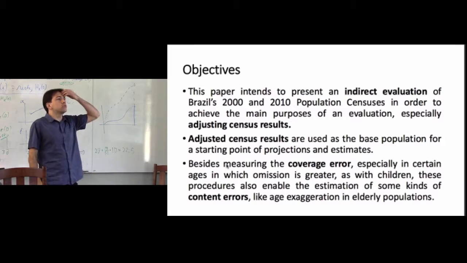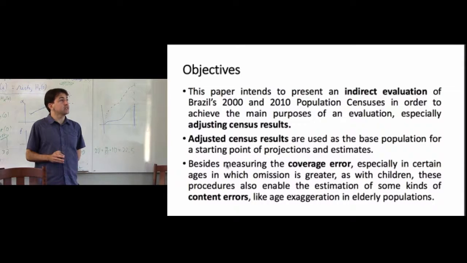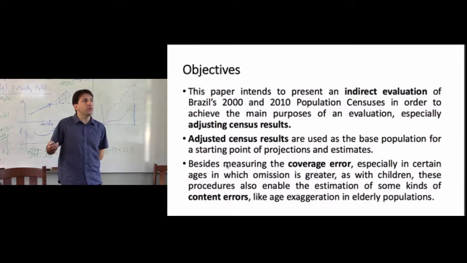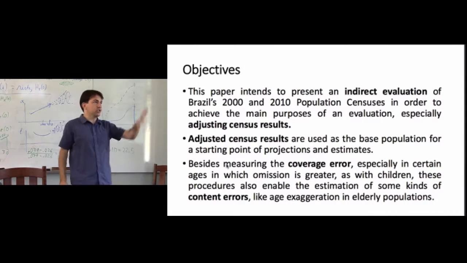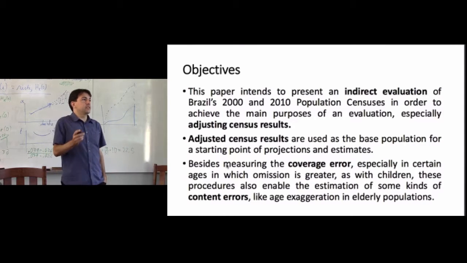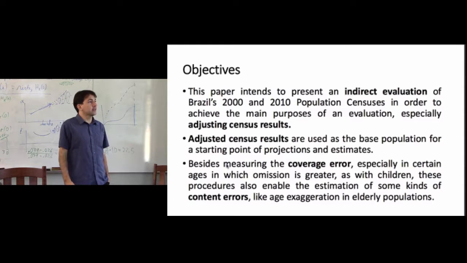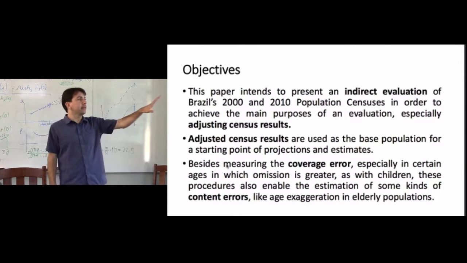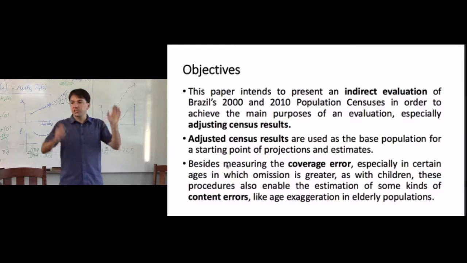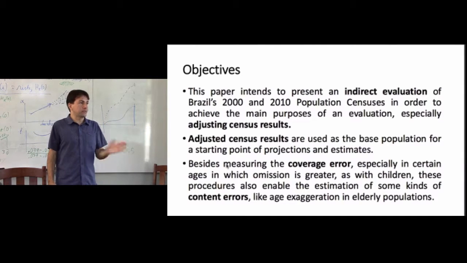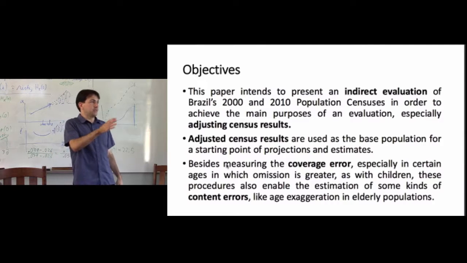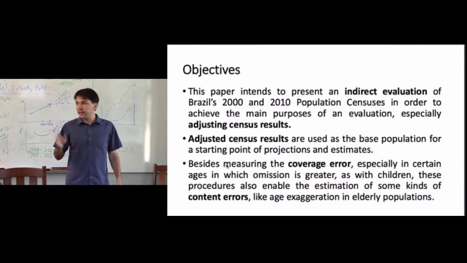So going directly to the main point, this paper intends to present an indirect evaluation of the last two Brazilian censuses. We also had their direct evaluation, which is the post-enumeration survey, but here we are just trying to evaluate through demographic analysis, which is the indirect technique. There are many purposes of evaluation, and I discussed them a little in the paper, but here the main purpose is adjusting the census results, basically to adjust the base population for the projections and estimates. So we are going to adjust the census population for 2000, and that's the base population for our projections.